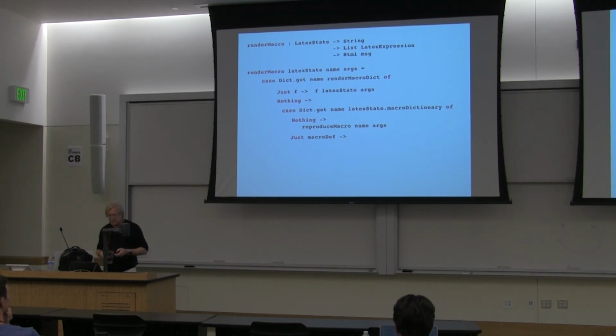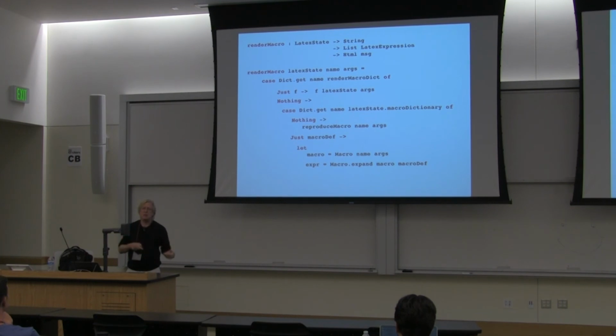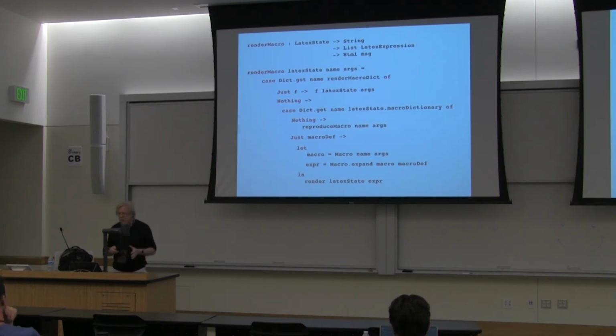And if it does find the macro definition, then it first of all creates a macro value, and it has the information for that because it has the name of the macro and the args, okay? It also uses a function macro.expand to expand that macro using the macro definition that it found, okay? And that gives you a LaTeX expression that can then be rendered, okay? The macro module, by the way, is only about 60 lines long. It's quite small, okay? So the beauty of functional programming.